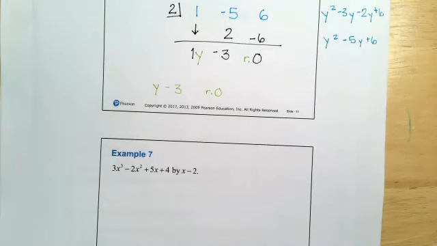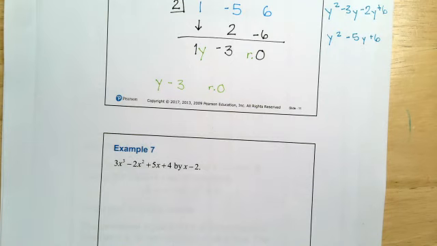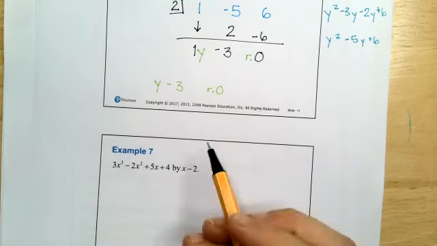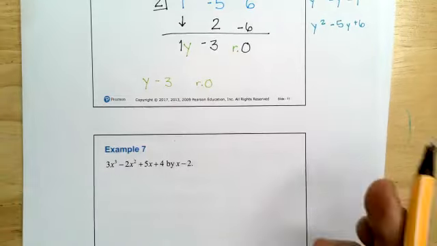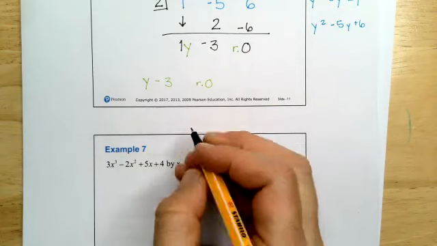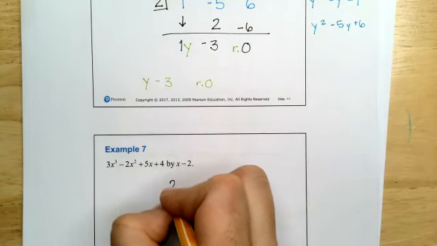Example 7, just another opportunity to show that synthetic division will work for something we already used long division for, okay? It is a variable plus or minus a constant. We're going to take the opposite of that constant, put it in the divisor bar. -2, we're going to make it a +2.